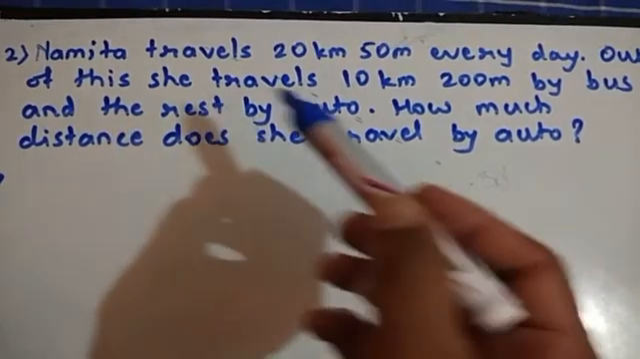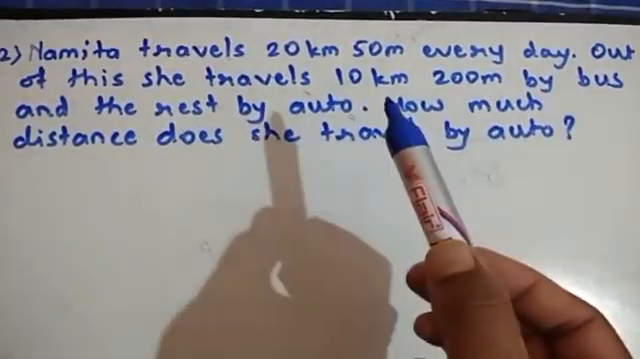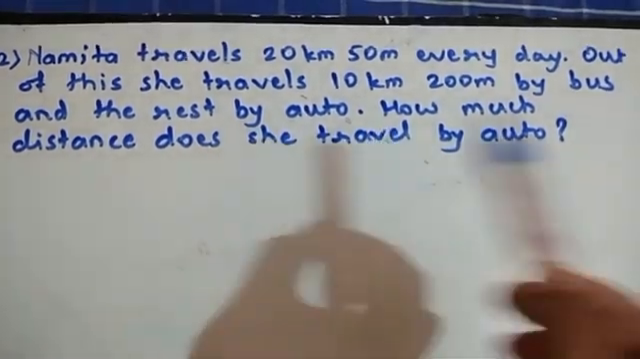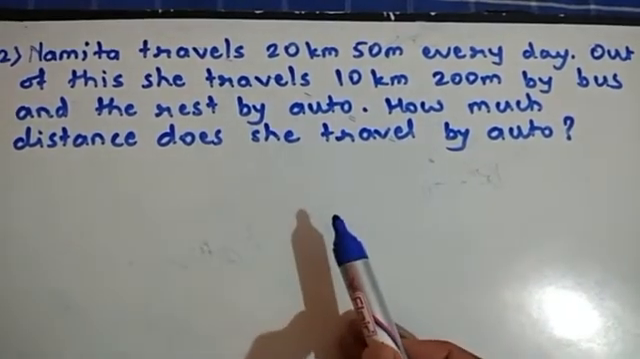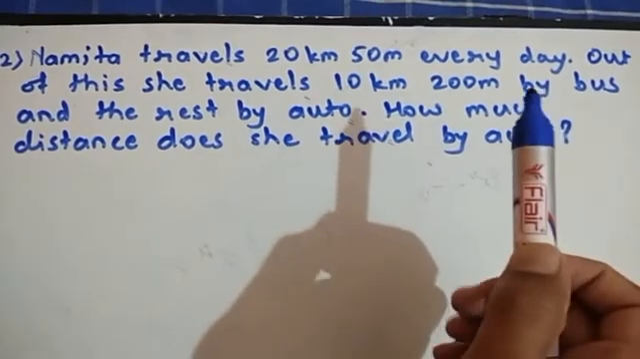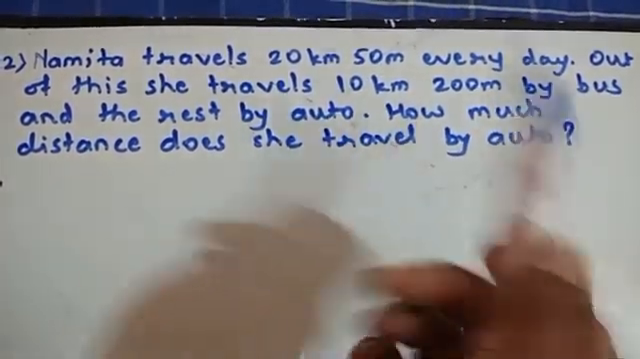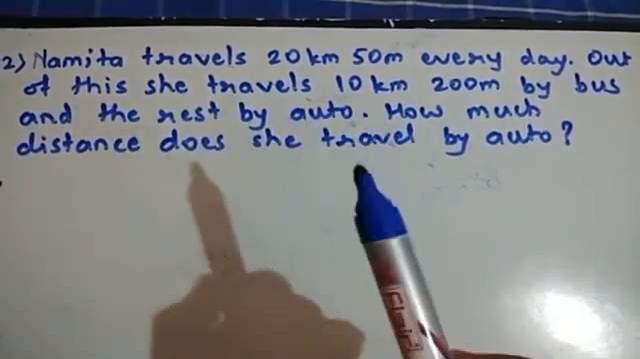See here one more question. Namita travels 20 km 50 meter every day. Out of this she travels 10 km 200 meter by bus and rest by auto. How much distance does she travel by auto? That is the question. Now here given things are Namita travels 20 km 50 meter every day. Okay. Out of that 10 km 200 meter by bus and remaining distance by auto. So by auto how much distance she travels every day, that we need to find out.